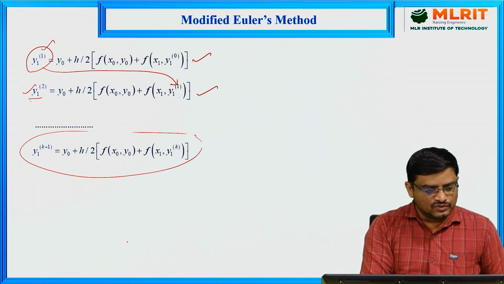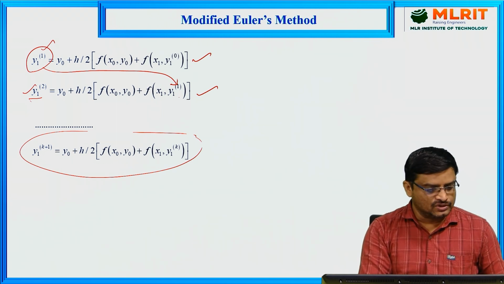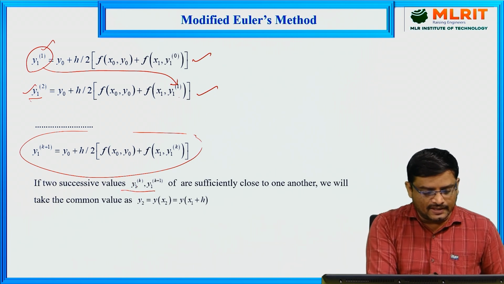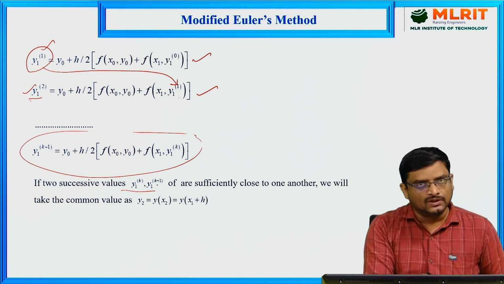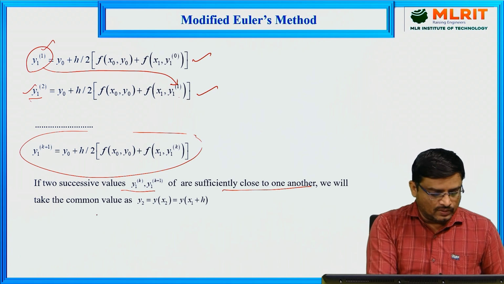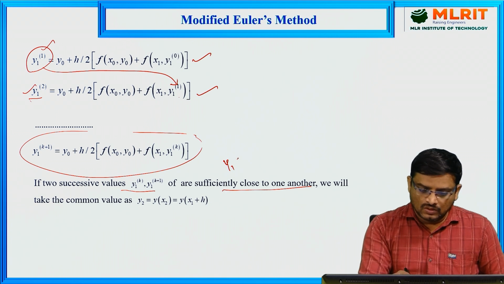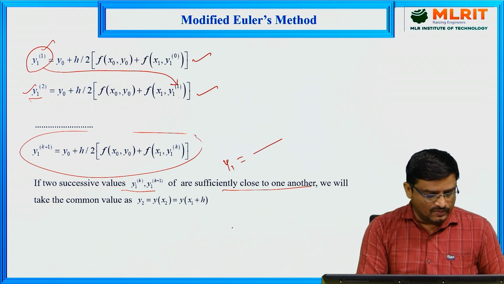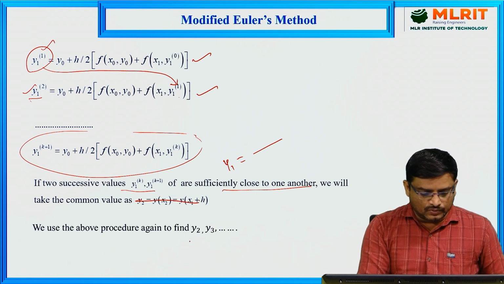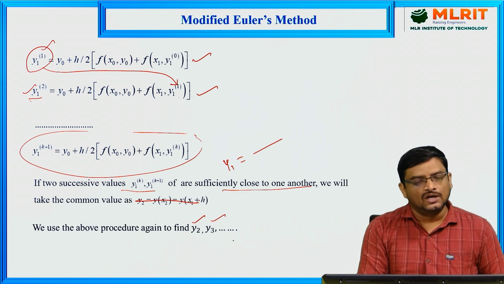Whenever you want to stop, the present approximation has to coincide with the previous approximation, and we have to stop in that case. So if two successive values, suppose the kth approximation of y1 and the (k+1)th approximation of y1, are sufficiently close to each other, then we can consider that common value as the y1 value. Similarly, we proceed with the same procedure to find the value of y2, the value of y3, and so on.